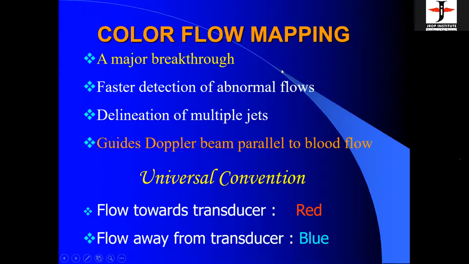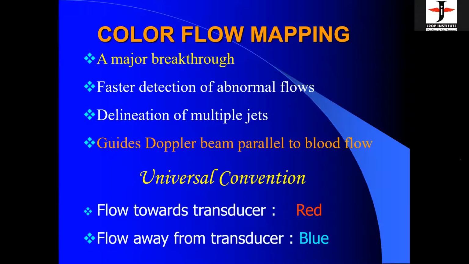Now coming to the color flow mapping, it was a major breakthrough. The advantage is that you can see the blood flow and it guides. Now this thing is the most important. It changed the whole concept of Doppler. When you are seeing the blood flow, you can put your Doppler parallel to the blood flow and you will get this quality. So one of the most important indications is that it guides a Doppler beam parallel to the blood flow because you are seeing the blood flow.